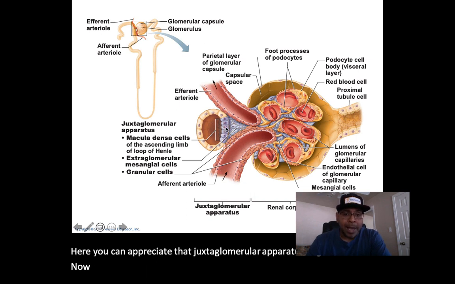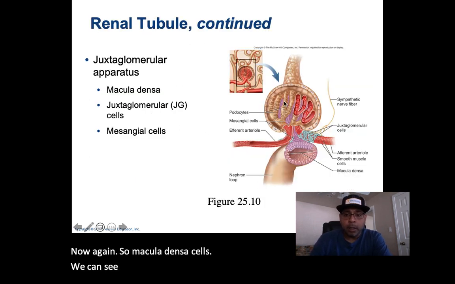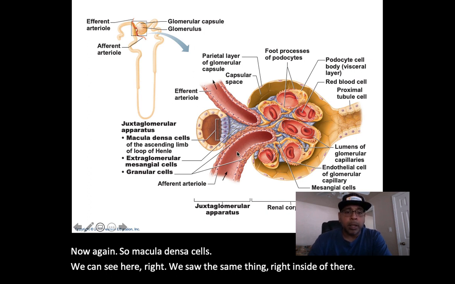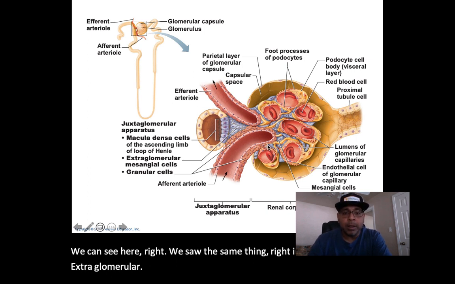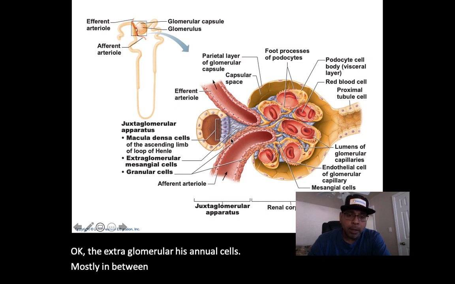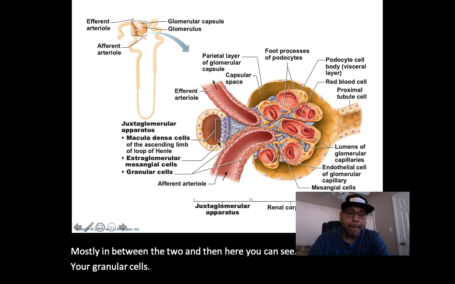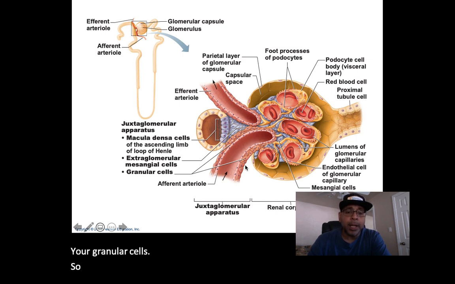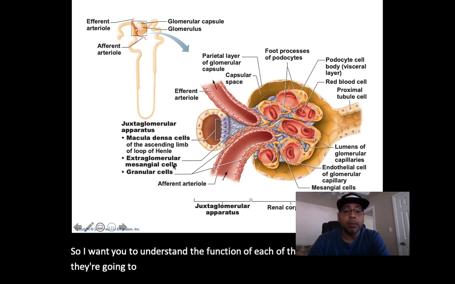So macula densa cells, we can see here, right? We saw the same thing right inside of there. Extraglomerular mesangial cells, mostly in between the two. And then here you can see your granular cells. So I want you to understand the function of each of these cells and how they're going to be involved in relation to blood pressure.